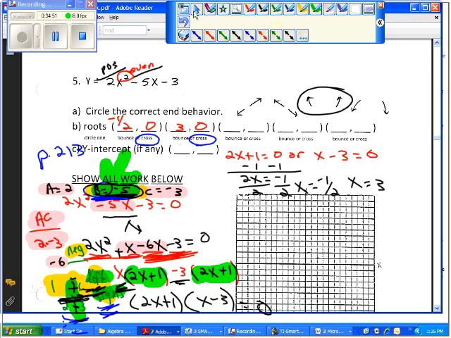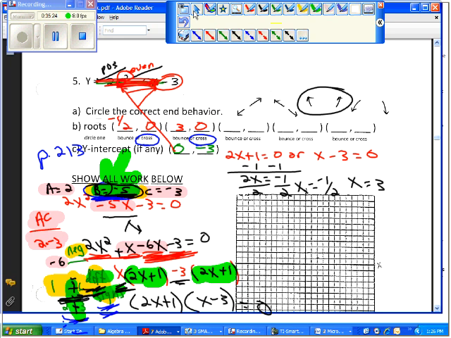The y-intercept is the value of y when x is 0. So if we put a 0 for these x's, they're going to cancel, and we would have a y-intercept of negative 3. Understand how we got the y-intercept? The y-intercept is y when x is 0, so if we put a 0 in for those x's, it wipes all that out, and you're left with a negative 3.